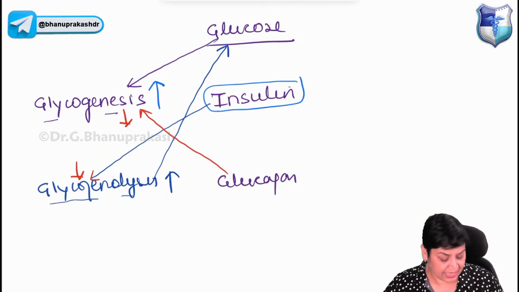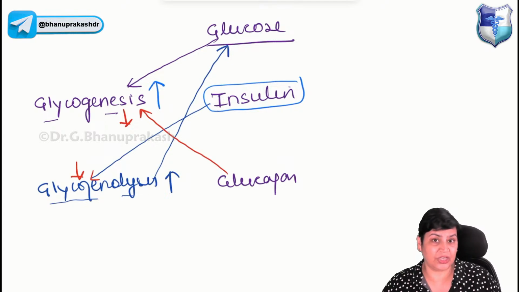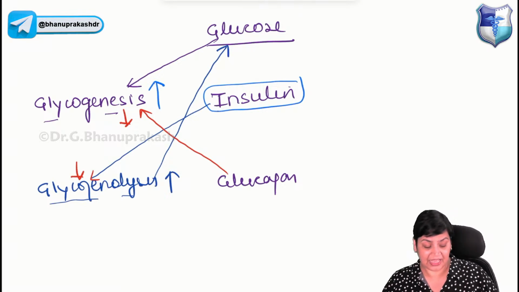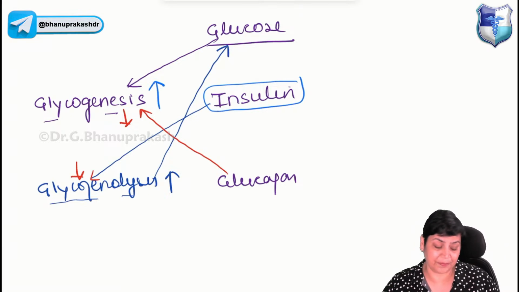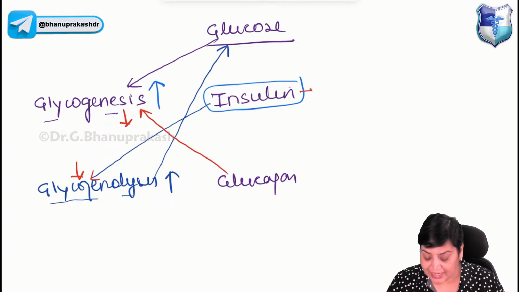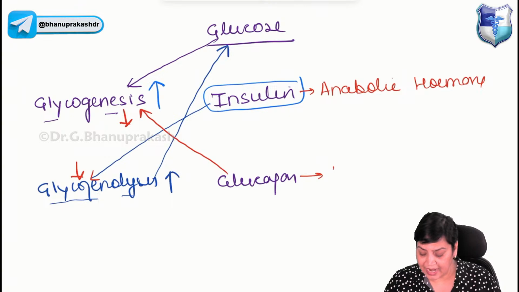Getting my point? This is your regulation or homeostasis. This is what we are going to study in detail in the following video. I hope you are understanding what I am trying to say. Insulin, we call it an anabolic hormone. Always remember this. Glucagon, on the other hand, is a catabolic hormone.